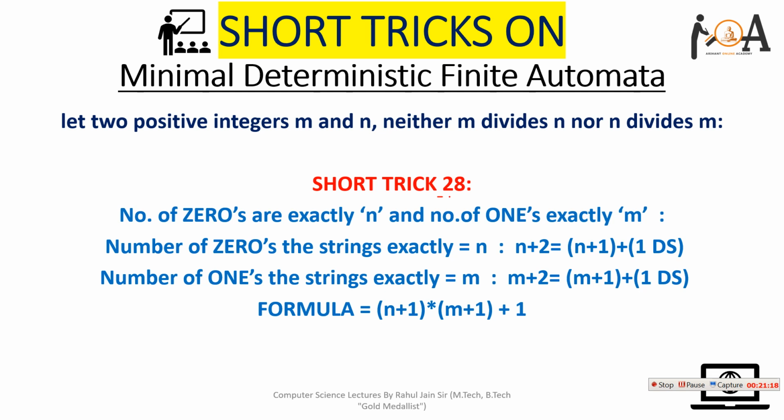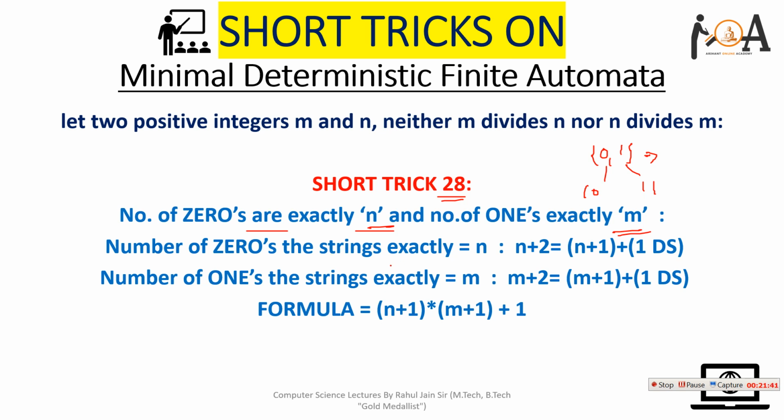So these tricks are going to be very helpful for you. And the next shortcut trick is 28. In this, number of zeros are exactly n and number of ones are exactly m. Suppose in any string which is taking 0 and 1 as an input alphabet, number of zeros are 10 and number of ones are 11.